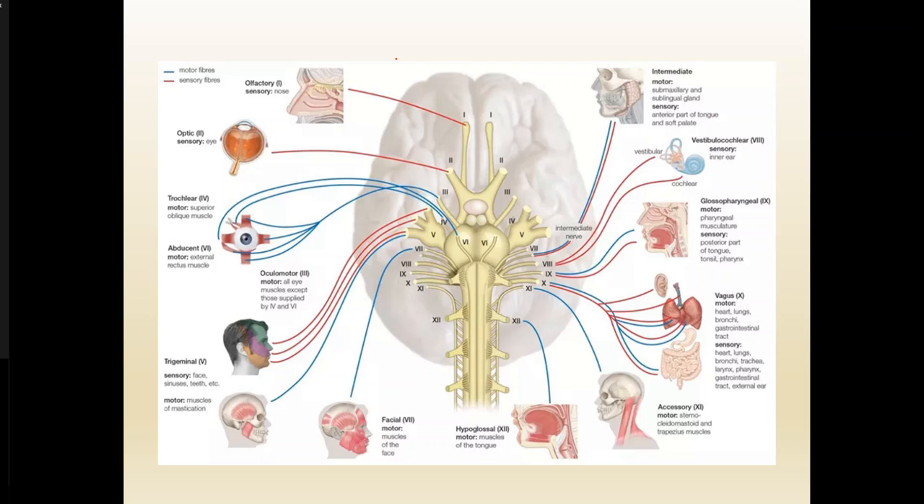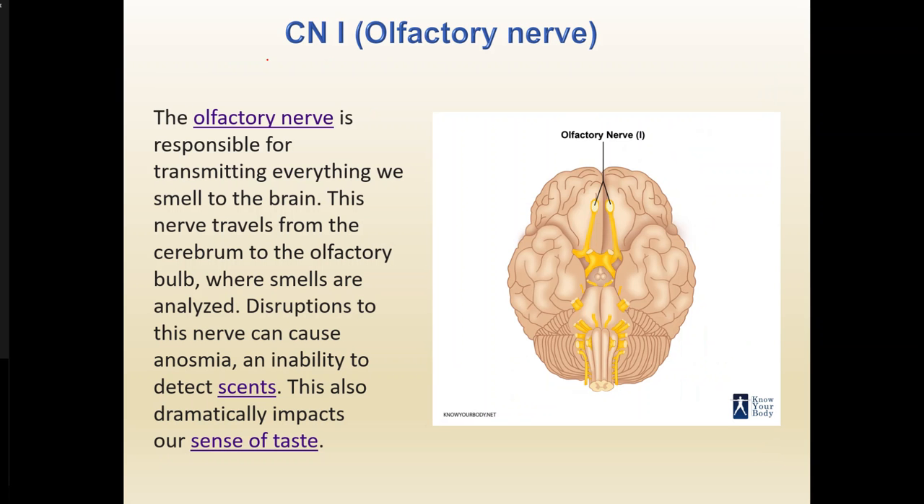All right, so again, there are 12, and we're going to start with the olfactory one, which is number 1. Each of them has a precise number. You can say nerve number 1, or you can say olfactory, it's the same thing. So CN1, cranial nerve 1, olfactory, is responsible for transmitting our sense of smell to the brain. And so this is sensory, right?